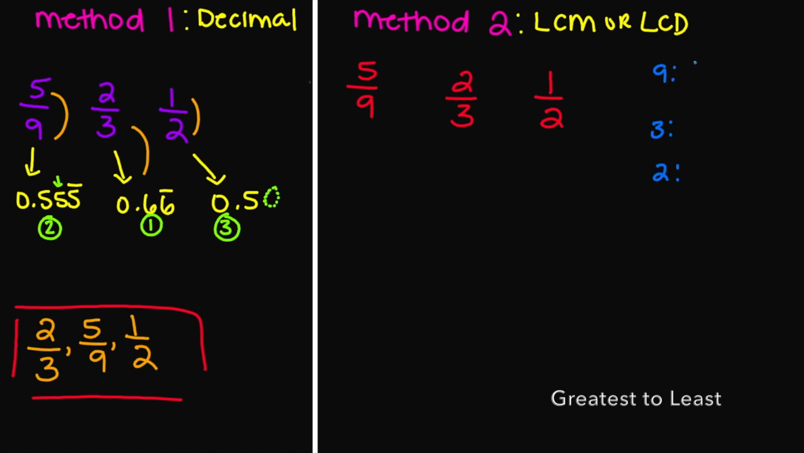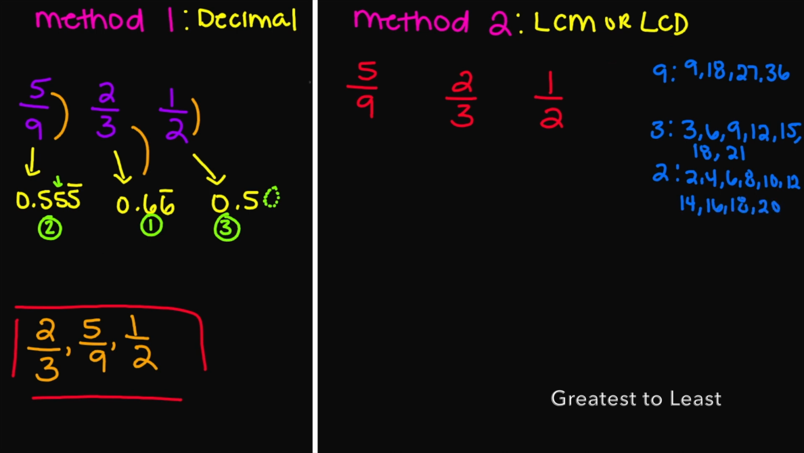So for my 9, we have 9, 18, 27, 36. And I'll stop here for now. For my 3, we have 3, 6, 9, 12, 15, 18, and 21. I'll stop here for now. And for my 2, we have 2, 4, 6, 8, 10, 12, 14, 16, 18, and 20. I'll stop here for now. The least common multiple between all three numbers here is going to be the number 18.